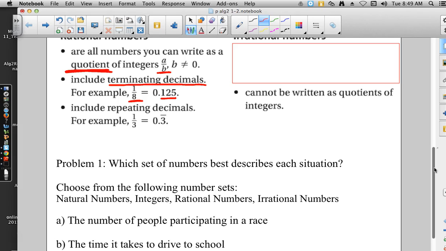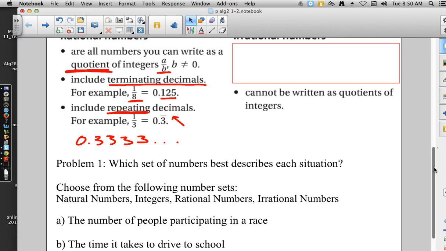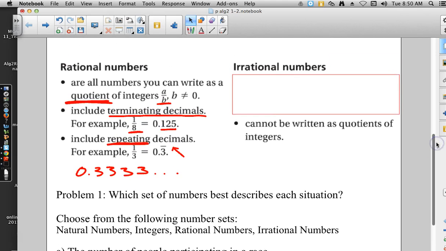It does include repeating decimals. And you'll remember that this line over the 3 means that the 3 keeps going and keeps going and keeps going like the Energizer Bunny here. So that would be 1/3, and we've seen that before, that basic pattern of 1/3 as 0.3 repeating. So those 3 dots are to indicate this is going to go on forever.